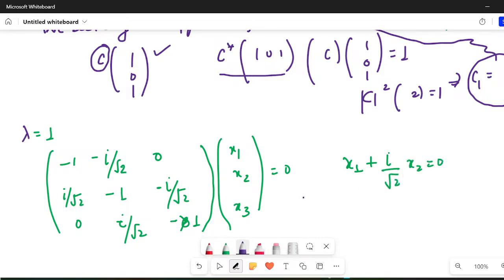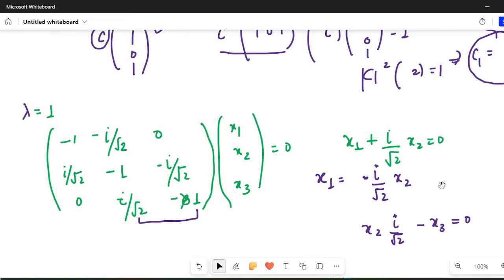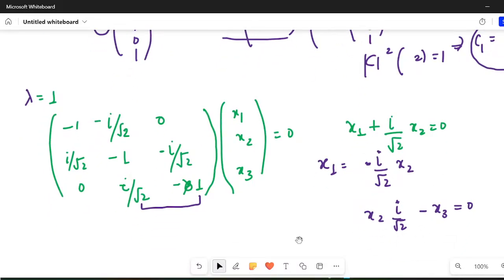So from here you can clearly write that your x1 would be equal to minus iota upon root 2 times x2. So if you choose x2 as 1, your x1 would be minus iota upon root 2. And from the last equation, if you conclude, what will you get? You will get x2 times iota upon root 2 minus x3 is equal to 0. So that implies your x3 would be equal to x2 times iota upon root 2.